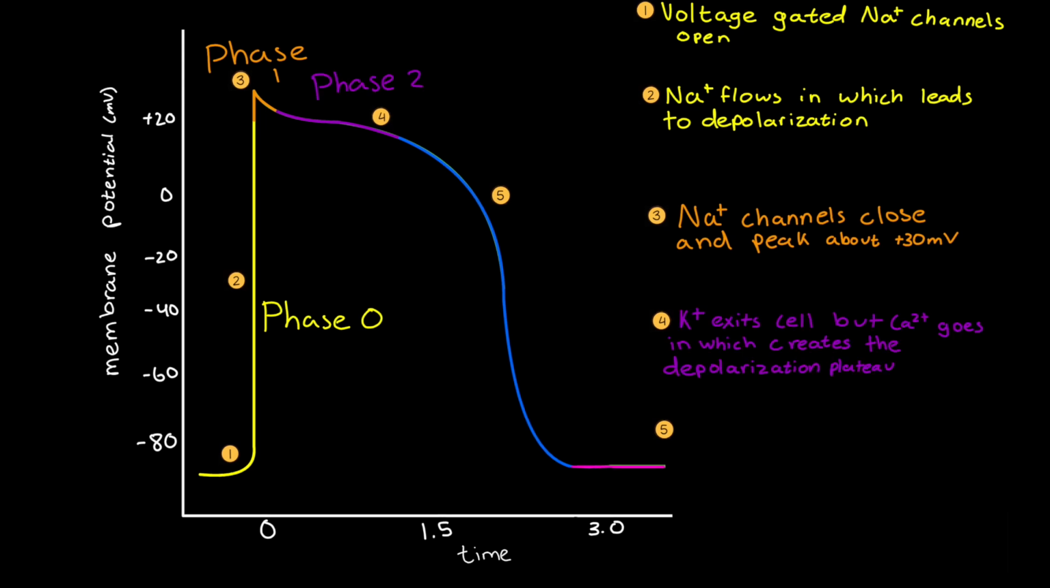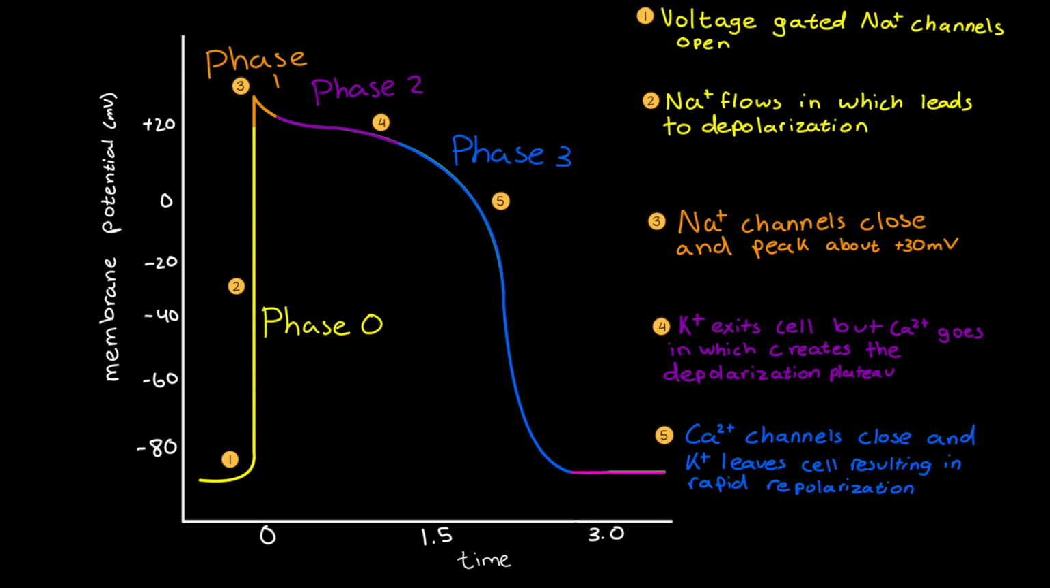The next phase is phase 2, in which potassium channels and calcium channels open in the cell membrane. Now, in phase 2, potassium leaves the cell, and normally when potassium leaves the cell, the membrane potential becomes more negative because potassium, being positive, is leaving the cell. But since we have calcium entering the cell, which is positive, this almost counterbalances or cancels that amount of potassium leaving the cell, so this results in what's known as a depolarization plateau. Now, this depolarization plateau is seen in cardiac muscle cells rather than skeletal muscle cells.